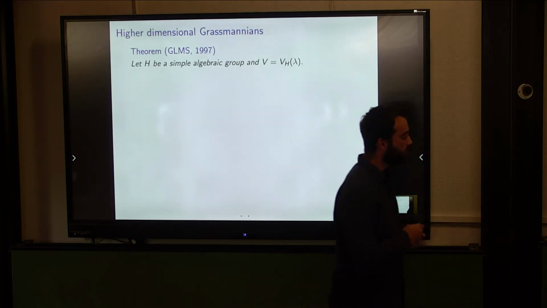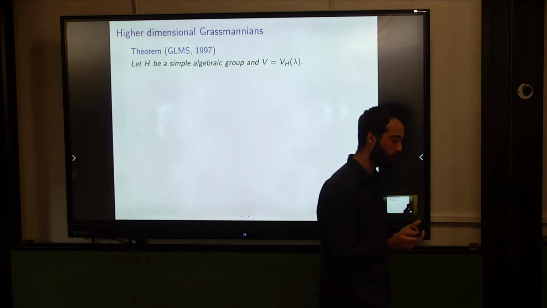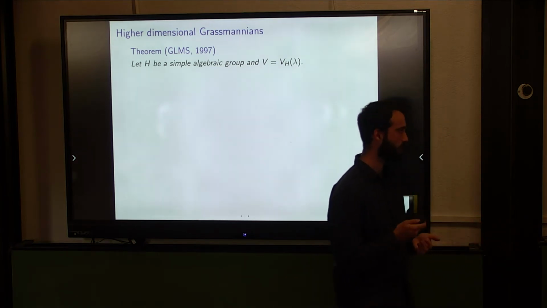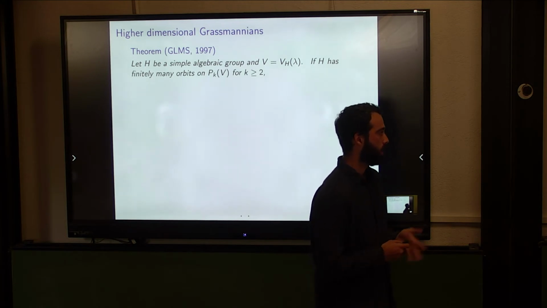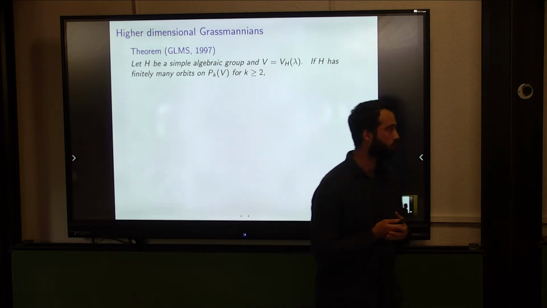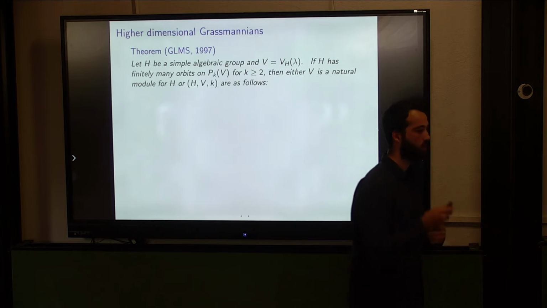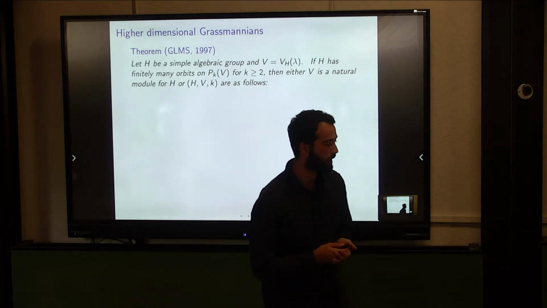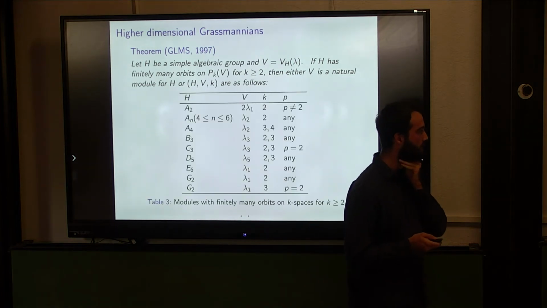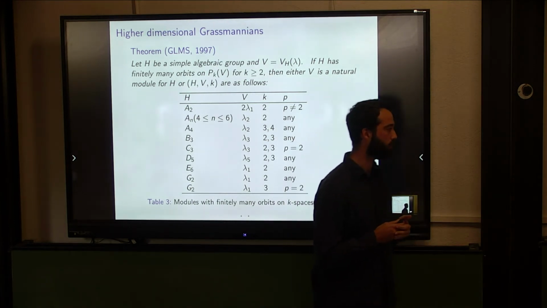Now, they also classify the cases where we have finitely many orbits on k spaces, but this time k is bigger than 1. So same setup. Assume that H has finitely many orbits on the variety of k spaces for k greater or equal to 2. Then either V is a natural module for H, and again, we know already that in that case we have finitely many orbits, or the triple H, V, k is one of the following. So again, a finite table of possibilities.